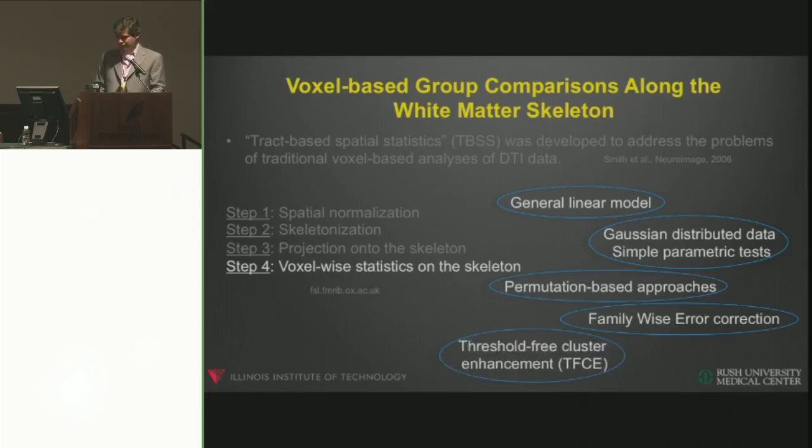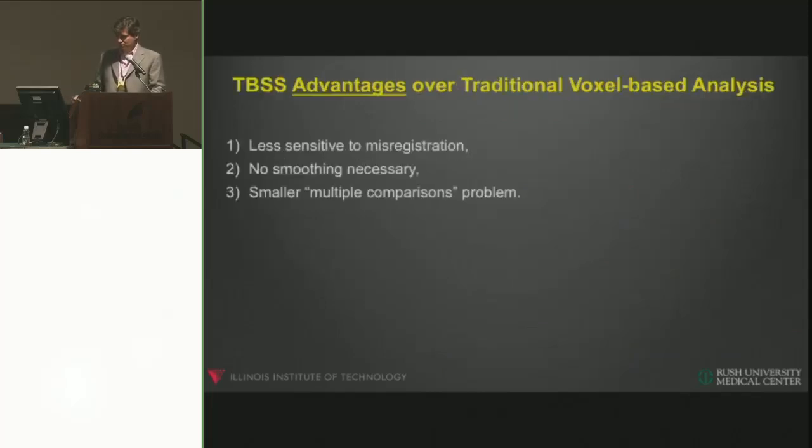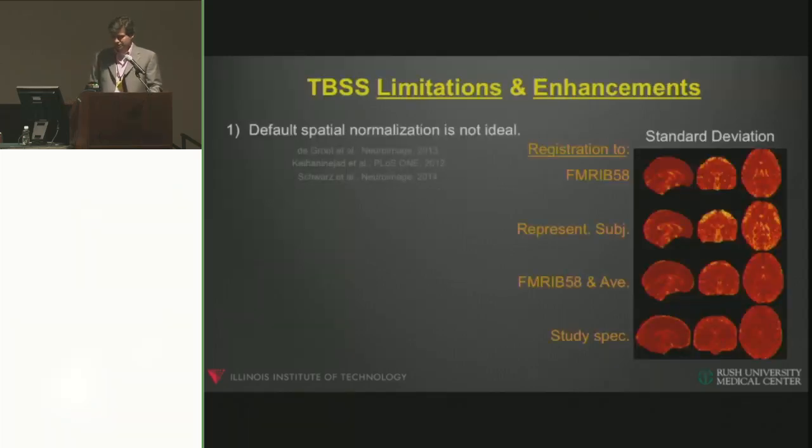You can use your threshold-free cluster enhancement to do the analysis. So the advantages of TBSS are that it's less sensitive to misregistration, not immune, less sensitive to misregistration. No smoothing is necessary, so there goes the smoothing. And then you have a smaller multiple comparisons problem because you have fewer voxels that you're comparing, so fewer statistical tests.